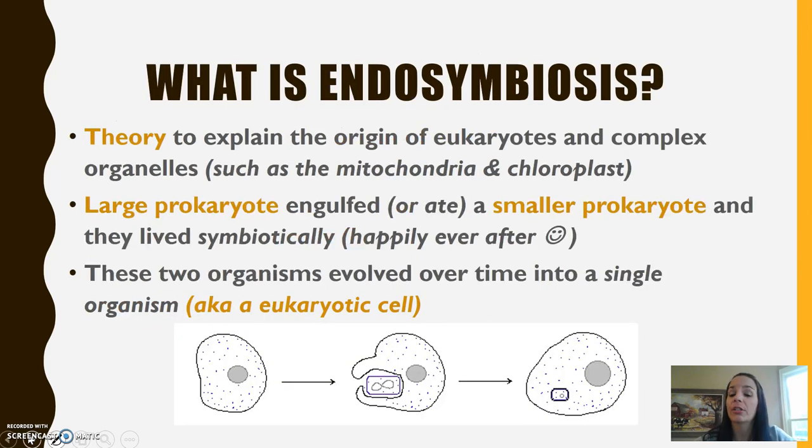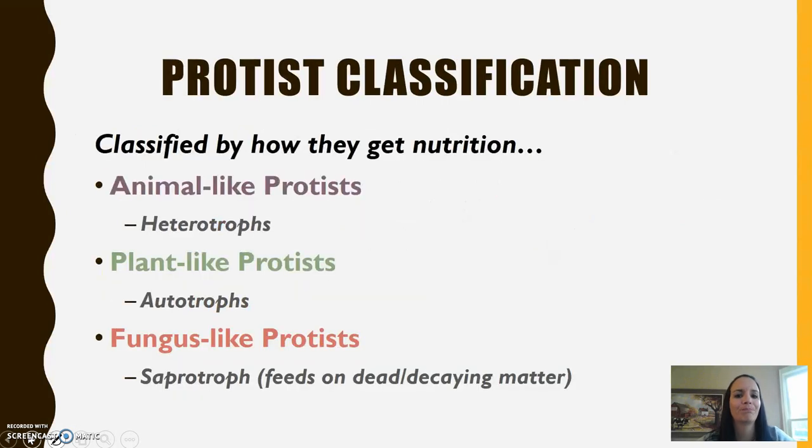Before we get too much into the different types of protists, let's talk about how eukaryotes came to be in the first place. When we want to talk about that, we talk about something called endosymbiosis, or the endosymbiotic theory. So this is a theory that explains the origin of eukaryotes and other organelles like mitochondria and chloroplast. And the idea is a large prokaryote ate a smaller prokaryote, and instead of digesting it and eating it, the smaller one lived inside of the large one, and they lived happily ever after, or symbiotically, eventually over time evolving into a single organism that has organelles inside of it, like our eukaryotes.